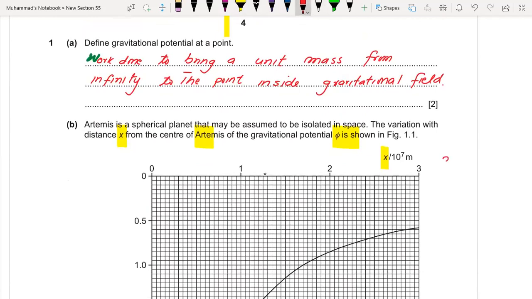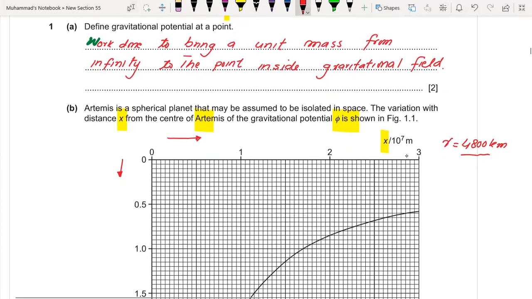That is, radius is 4,800 kilometers. And on this axis you have distance, on this axis you have gravitational potential. So we have to read this graph to find the gravitational potential on the surface of this planet. So be careful about this scaling. That is, you can see from here, this is 10 to the power 7.